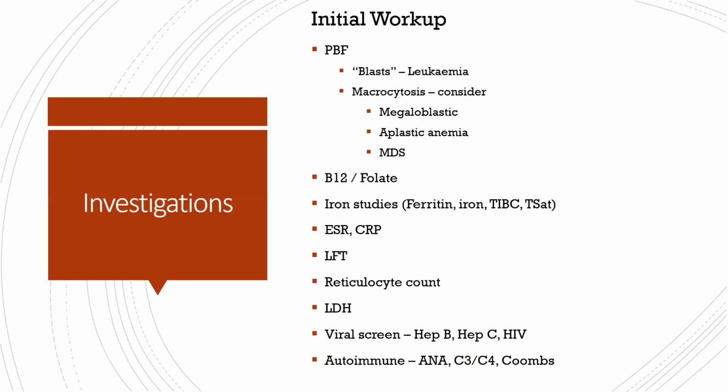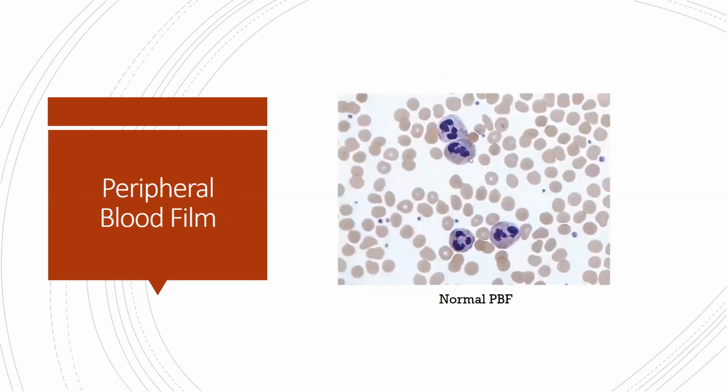So for the initial workup, first of all, we should look at the basic FBC, RP, and so on. After that, we should take an urgent PBF for a patient with severe pancytopenia. Blasts will indicate leukemia; I'll show some examples later. If the patient has macrocytosis, we should consider megaloblastic anemia, aplastic anemia, or MDS. Other investigations we can go for are B12, folate, iron studies, ESR, CRP, LFT, viral screening, and autoimmune screen, to check for causes of pancytopenia.